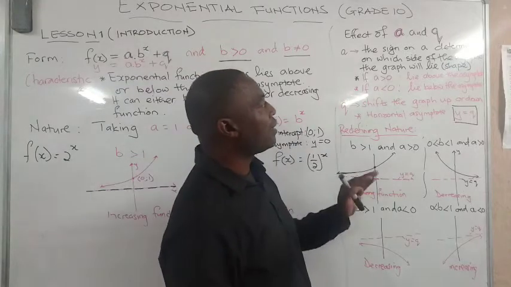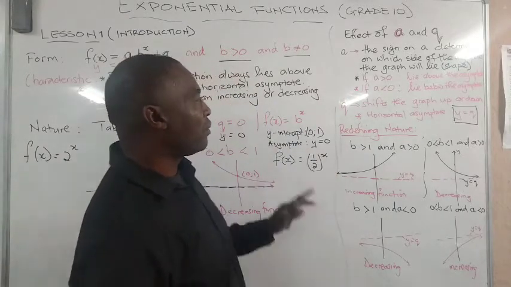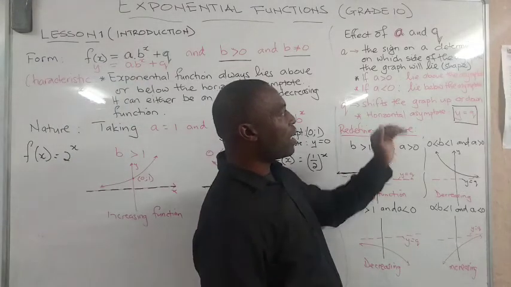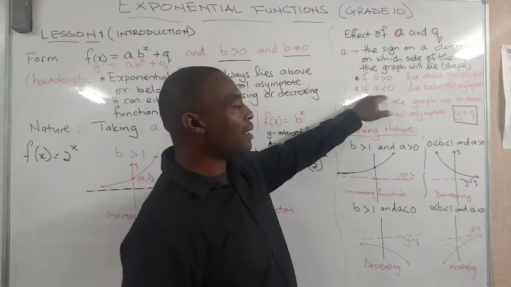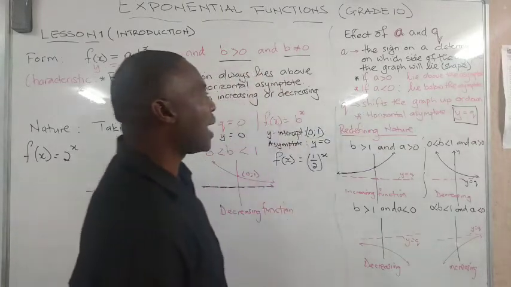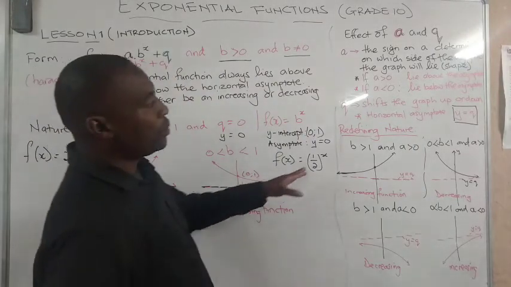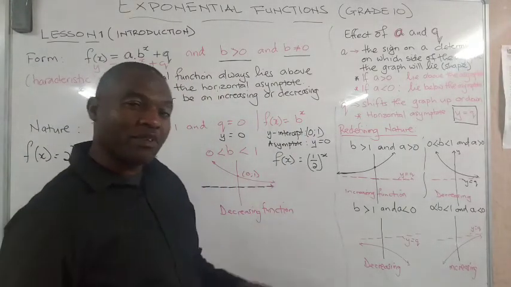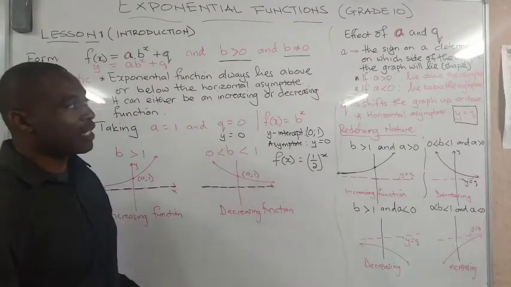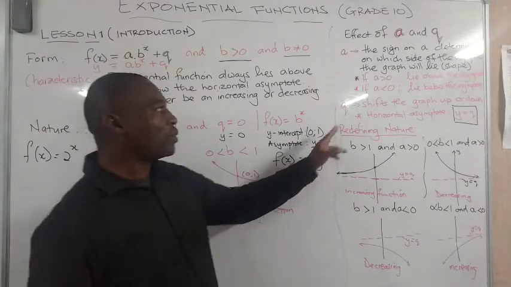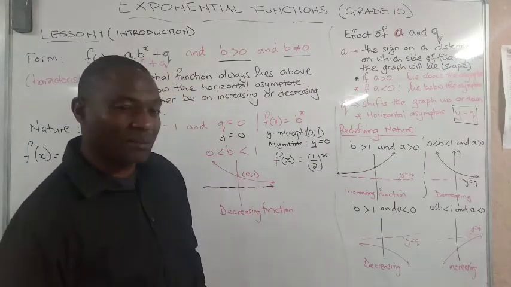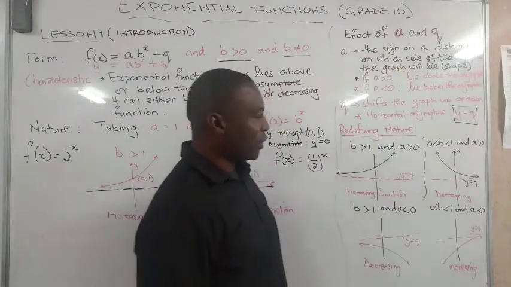So if a is greater than 0, we have already discussed that the graph will be above the asymptote. But if a is less than 0, that is, a is negative, the graph will lie below the asymptote. And then coming to q, we already know that the effect of q is to shift the graph either up or down. That's a vertical shift. And also we need to know that q gives us the horizontal asymptote, that is y equals q.